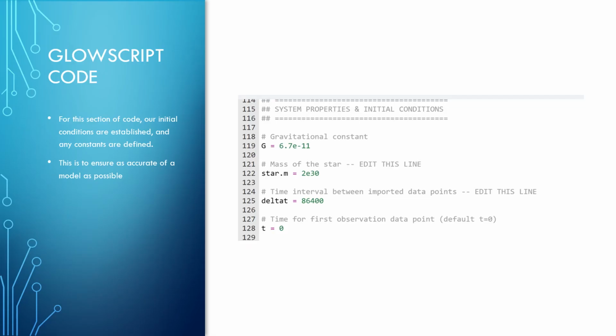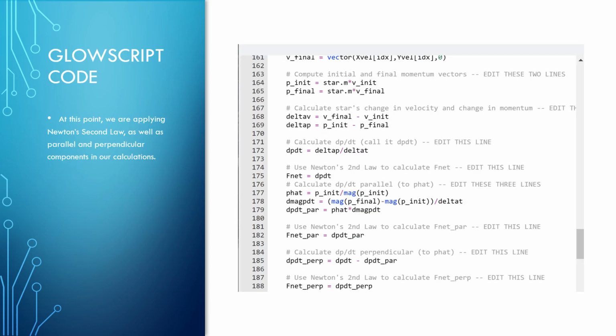So here's the GlowScript code, which is essentially just setting up our initial conditions. So we have G, which is Newton's universal gravitational constant, the mass of the star, and delta T, which is represented by the amount of seconds in a day. In this part of the code, we can apply our basic definition of momentum and change in momentum.